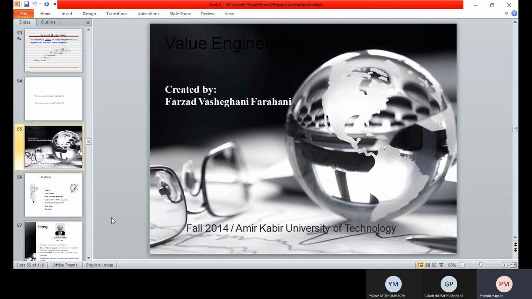Okay, so the next part is related to value engineering. Basically, in the case of value engineering, we have to define the values of the particular product, whichever product I'm going to develop. That should have some value, and value comes from function and cost. So that is the basic feature of value.